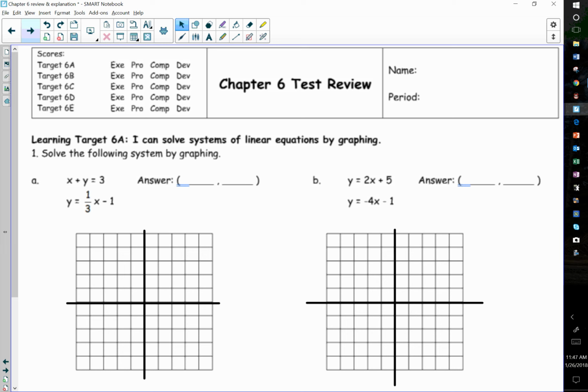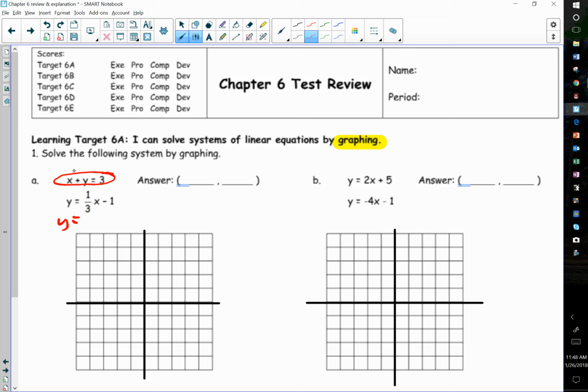Alright, taking a look at the packet, the first three problems ask you to solve a linear system, or a system of linear equations, using the three different methods that we've learned in class. So the first problem asks you to solve by graphing. Because it asks you to solve by graphing, the expectation is that you solve it by graphing and not use any other method. So, taking a look at the first equation, most of you like to have that written as y equals mx plus b.